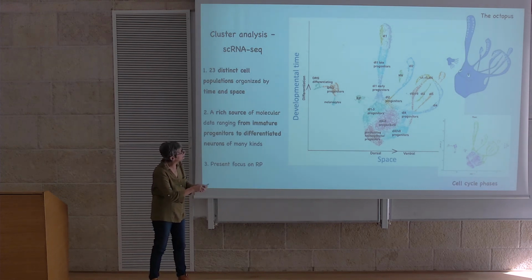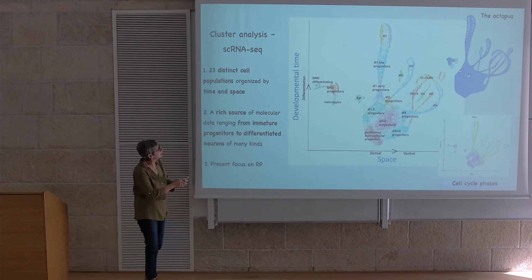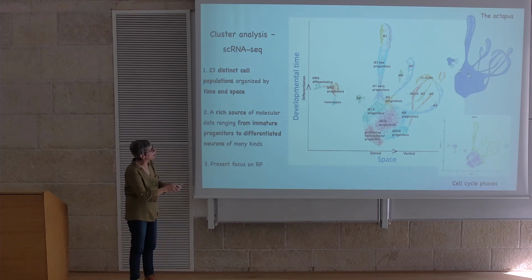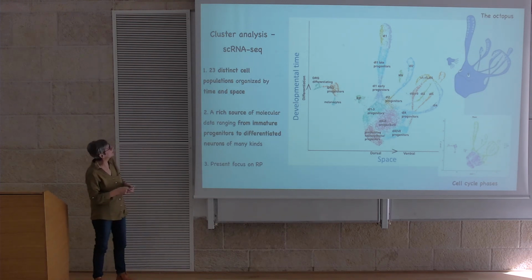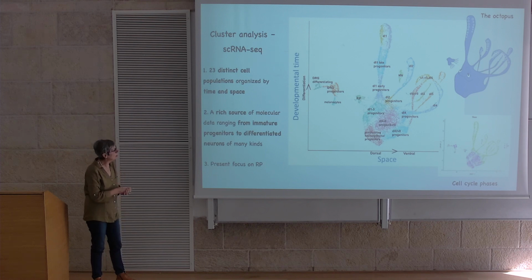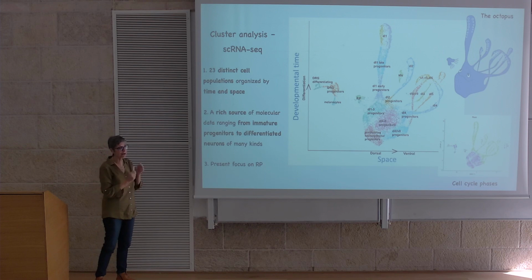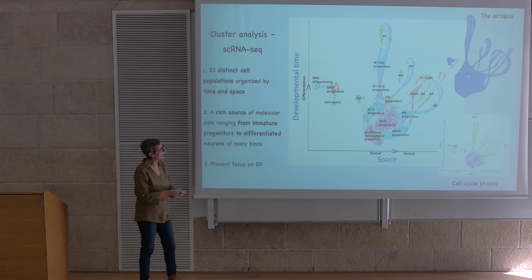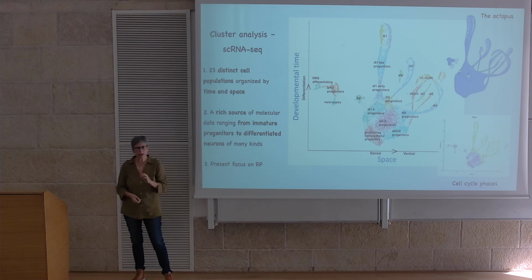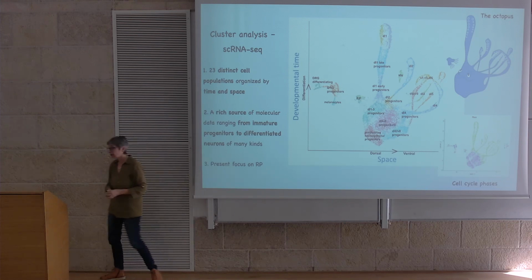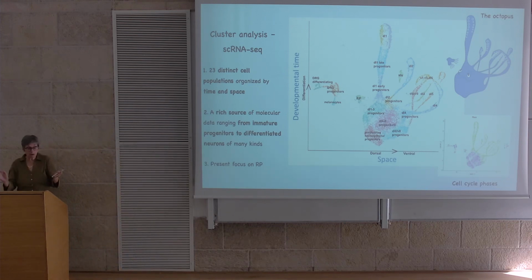We are going to concentrate on the roof plate, but we also have DRG progenitors, melanocytes, and, as I'll show you, different cell types of the dorsal neural tube. We have 23 distinct cell populations, and what was very important for us, for the first time, we now have an extremely rich source of many, many molecules that characterize the entire developing nervous system, also under normal conditions.